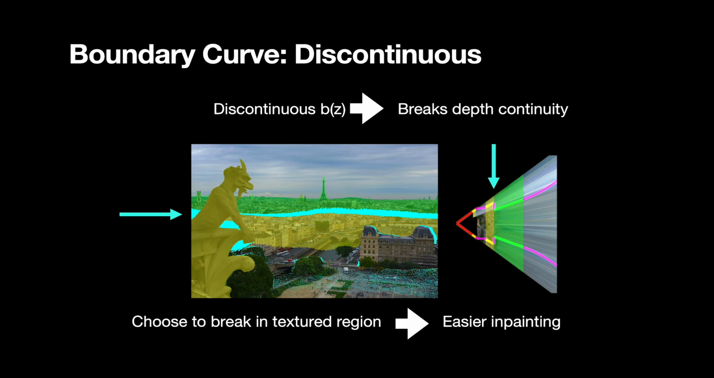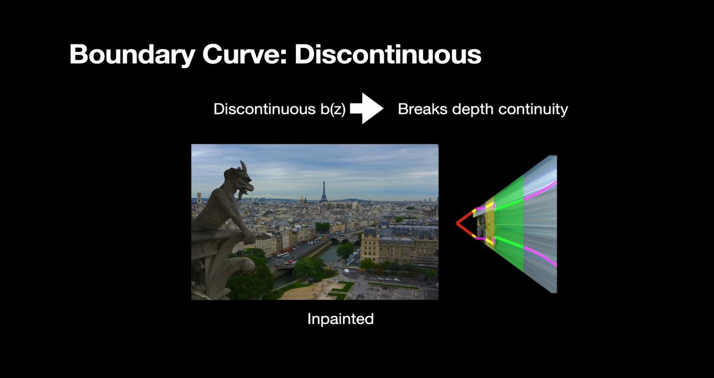In addition, users can strategically choose where to place these discontinuities, for example, in a textured region for easier inpainting. In this scene, we place the discontinuity where the buildings are, which we can easily inpaint.